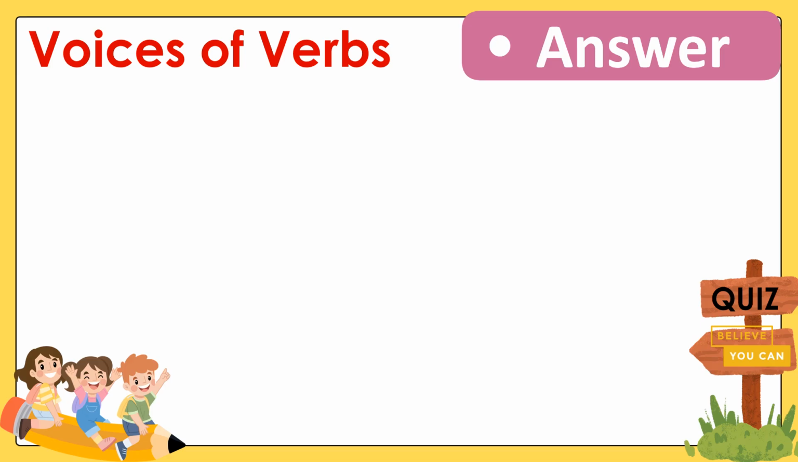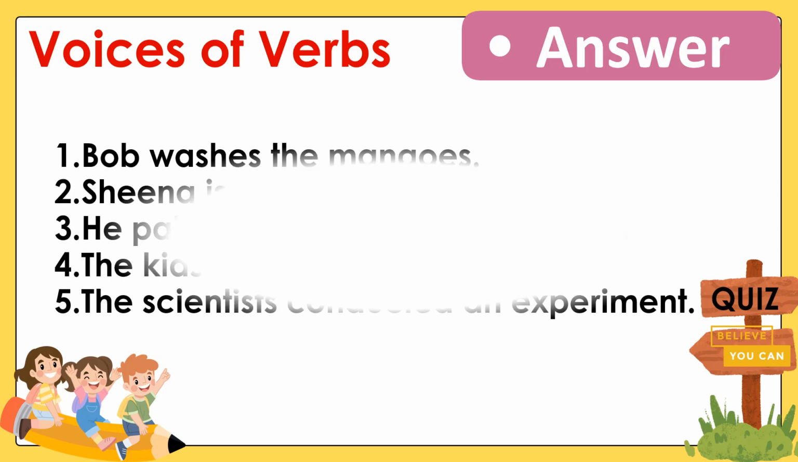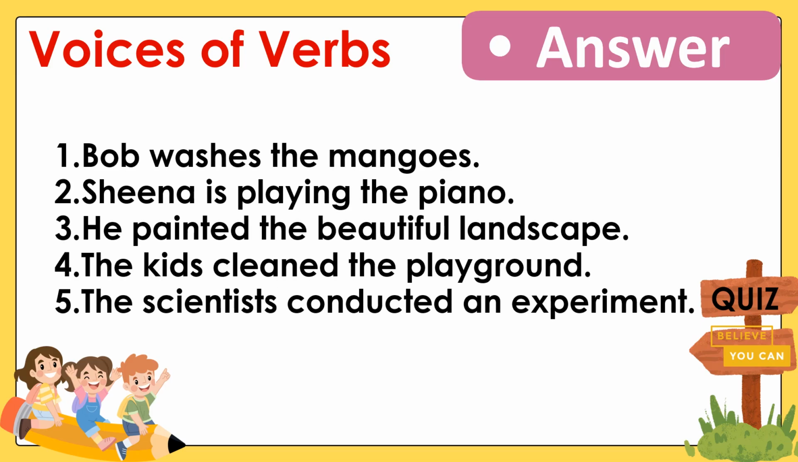Here is the answer. Number 1, Bob washes the mangoes. Number 2, Sheena is playing the piano. Number 3, he painted the beautiful landscape. Number 4, the kids cleaned the playground. Number 5, the scientists conducted an experiment.